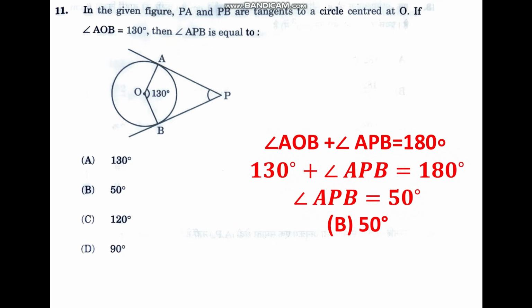Next, question number 11. Again, it is very simple. Angle AOB plus angle APB, we know that it equals 180 degrees, and angle AOB is already 130 degrees. When we substitute the value, it is 180 degrees minus 130 degrees, and that is 50 degrees. So the correct option is option number B, 50 degrees.